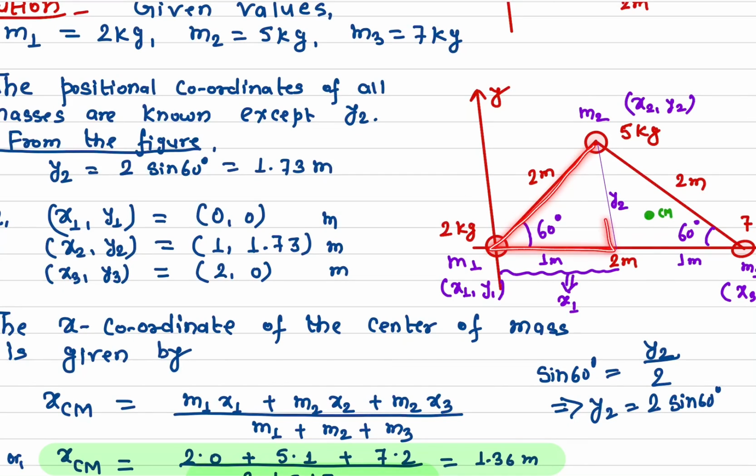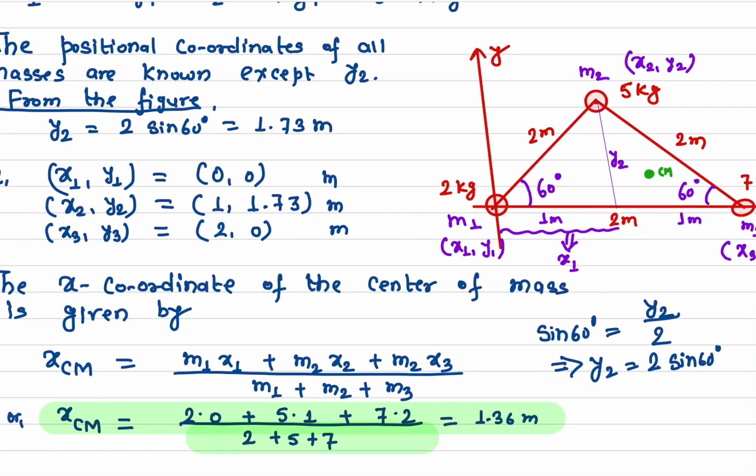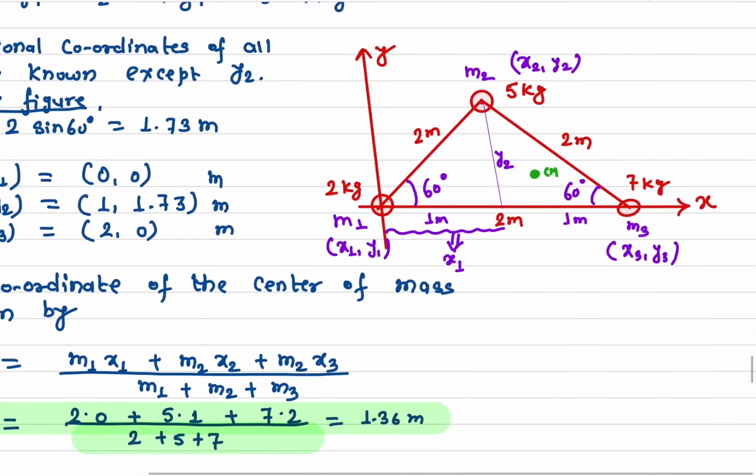The same way we can also calculate x2. The x2 in fact will be 2 times cosine 60 degrees, and cosine 60 degrees times 2 will be 1, which we already know. All right, so we now know the location of the m2 mass.